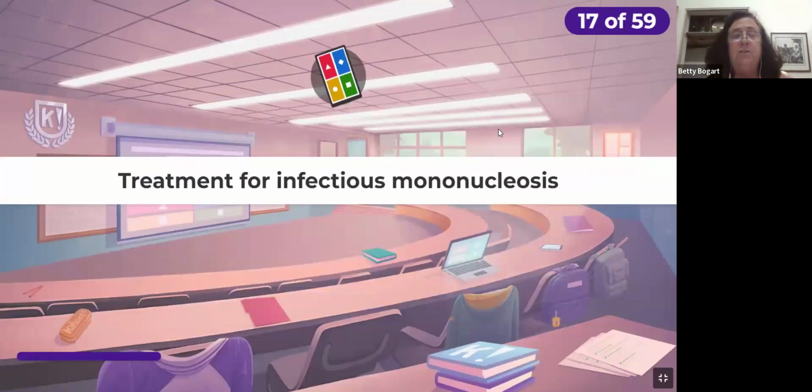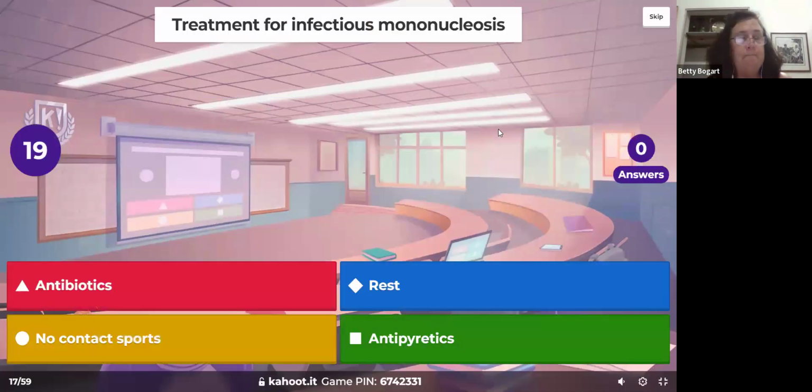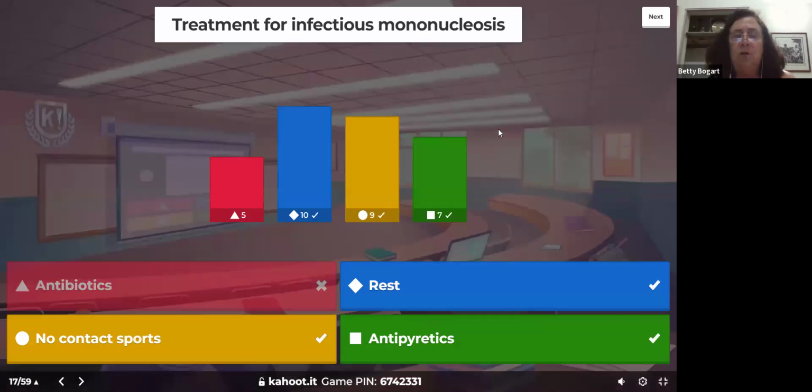A multi-select. Treatment for infectious mononucleosis. Mono, the kissing disease. What's the big deal here? Remember, it is a virus, an Epstein-Barr virus. So antibiotics are going to do nothing. And remember, just rest, antipyretics, fluids, no contact sports, protect that abdomen or it's going to burst.